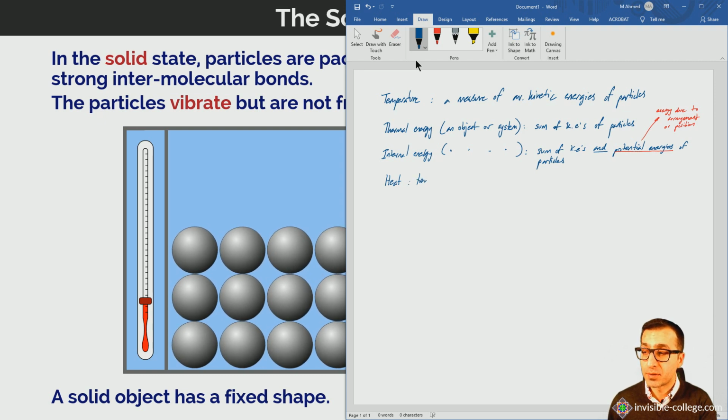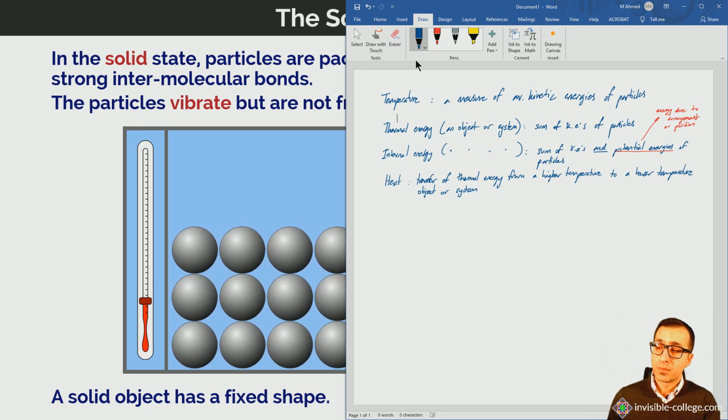Heat is the transfer of thermal energy from a higher temperature to a lower temperature object or system. So, heat is a transfer of energy.